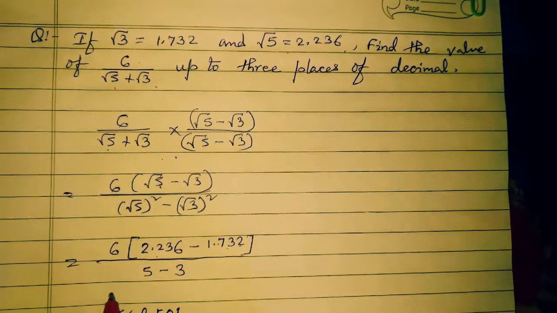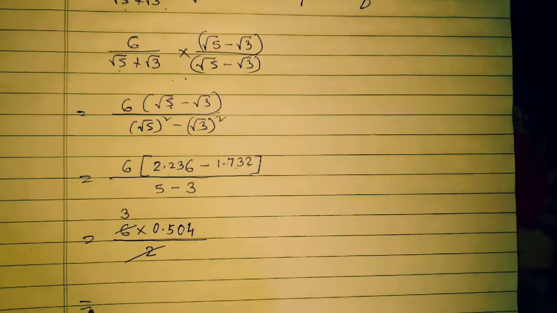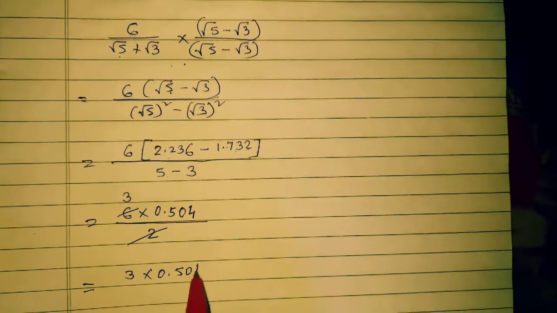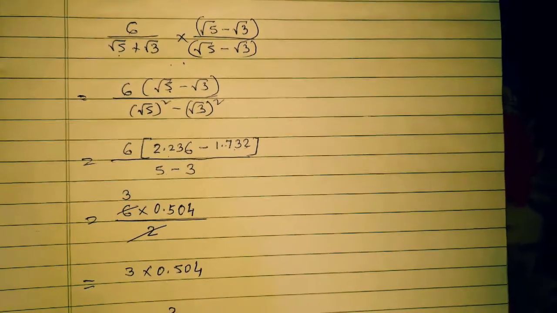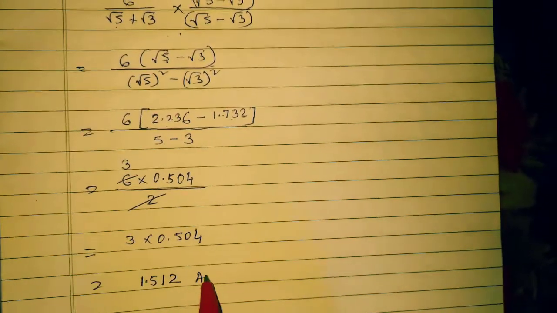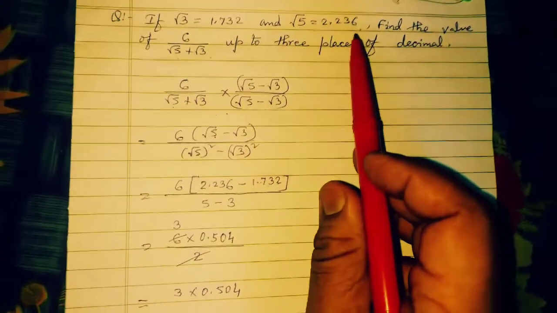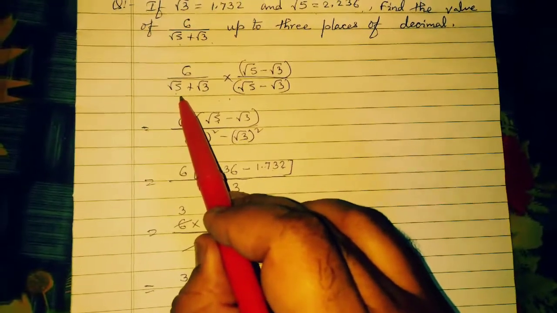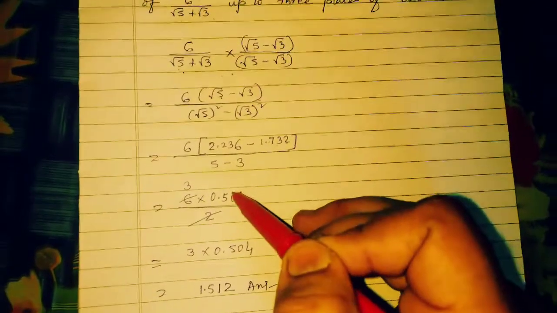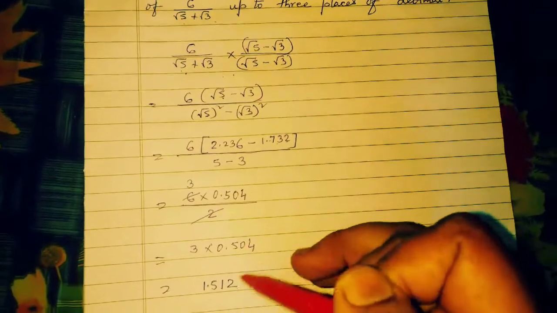So if we reduce, 2 3s are 6, and we get 3 here. So finally, if you multiply 3 with 0.504, 3 4s are 12, 1 carried, and 3 5s are 15. So 1.512 is the answer over here. Clear, student? So if the value of root 5 and root 3 is given, we will not directly put it in the denominator. First of all we'll rationalize. After rationalizing, in the numerator we'll put the value of root 5 and root 3, and after that we'll solve and find out the value.